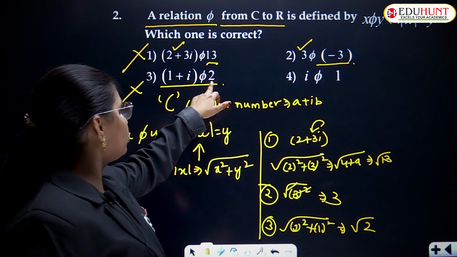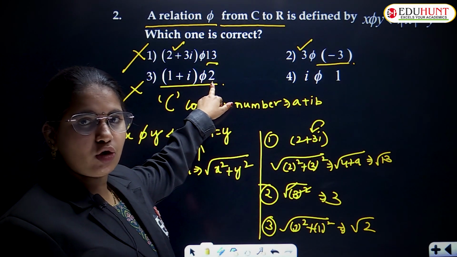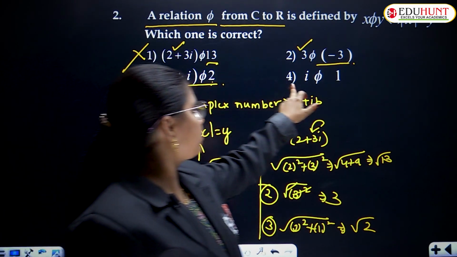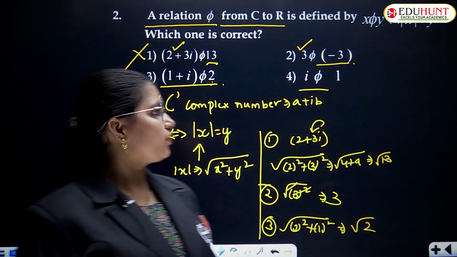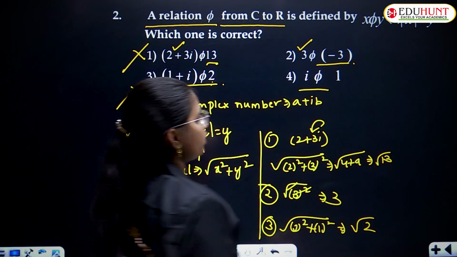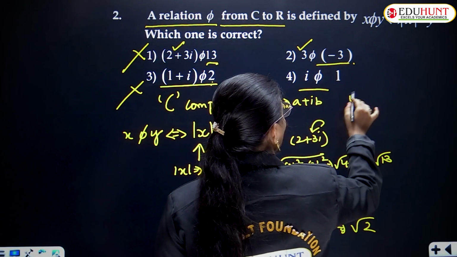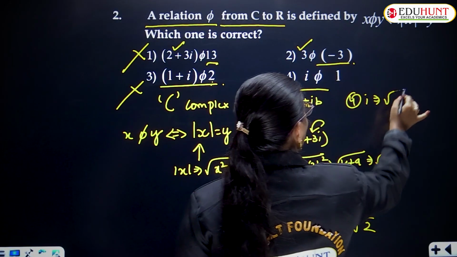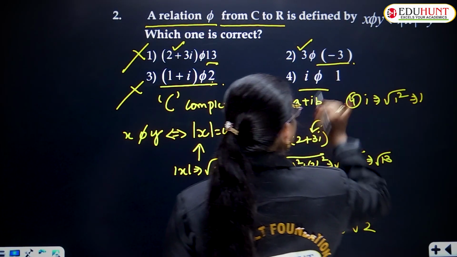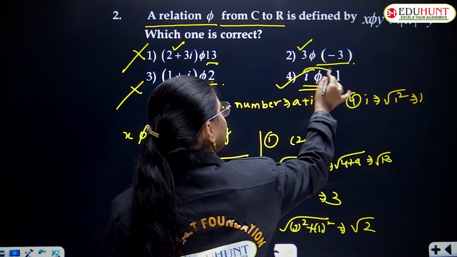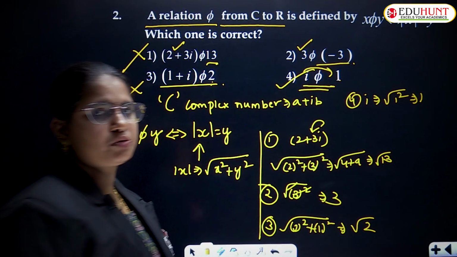Here we got 2. So these both are not related. So let us check with option 4. What is the value of i squared? What is the value of the fourth option? i value is nothing but root of 1 squared. 1 squared is 1. So i is related to 1. So which is option 4.